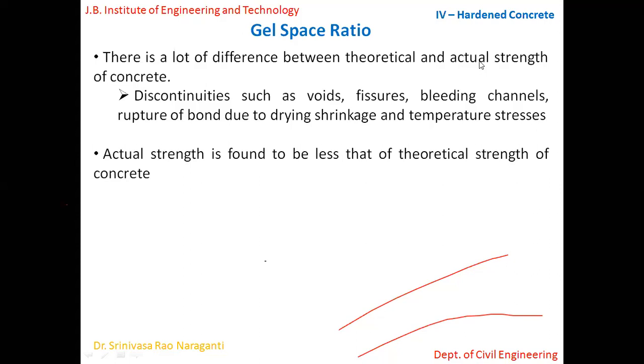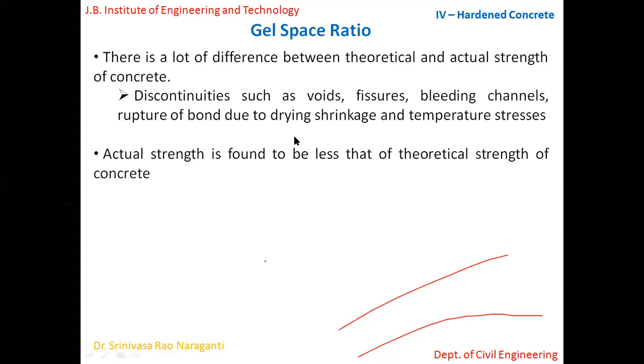We don't get the actual strength that we got from the computed theoretical equation, the reason being that there will be a lot of discontinuities, such as voids in the concrete that you have prepared, or there could be fissures, in the sense of cracks. Bleeding could have happened, or there could be rupture of the bond, drying shrinkage, temperature changes, a lot of things.